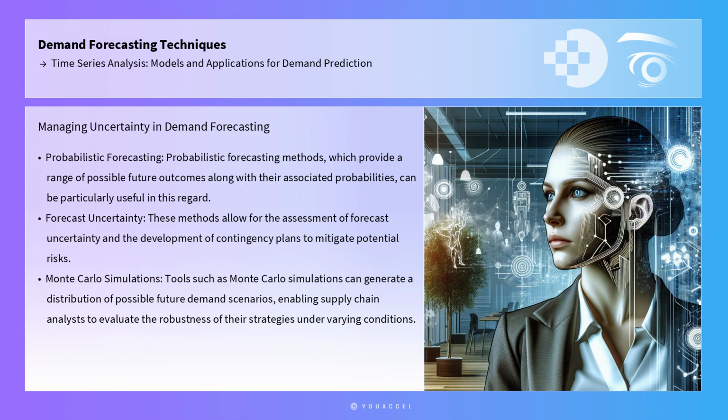Managing uncertainty is another critical aspect of time series analysis in demand forecasting. Probabilistic forecasting methods, which provide a range of possible future outcomes along with their associated probabilities, can be particularly useful in this regard. These methods allow for the assessment of forecast uncertainty and the development of contingency plans to mitigate potential risks. Tools such as Monte Carlo simulations can generate a distribution of possible future demand scenarios, enabling supply chain analysts to evaluate the robustness of their strategies under varying conditions.